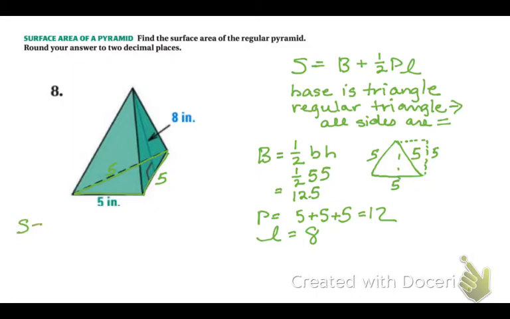So let's do our equation. S is equal to 12.5 plus 1/2 of 15, our perimeter, times our slant height, 8. And long story short, that's going to be about 72.5. So that's that problem. This is number 8 on your homework sheet. So you get to do 6 and 7. I did 8 for you.